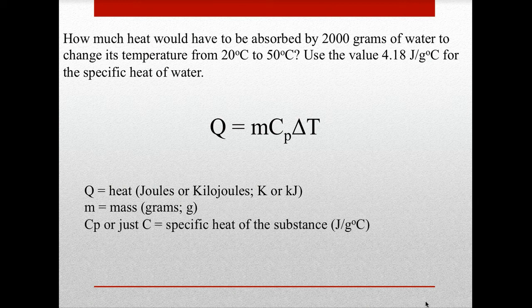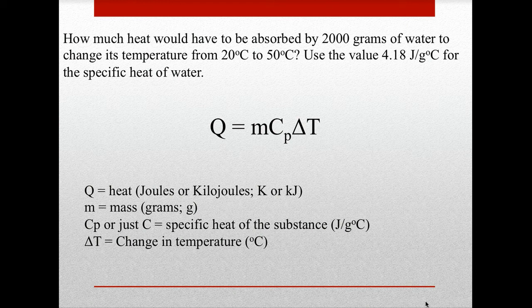Cp, or just C, is the specific heat of the substance, and the unit for that is joules per gram degree Celsius. And last, the delta T, the triangle means delta, it means a change in temperature, and we measure temperature in Celsius. So when we have a problem like this, we have to look at the information that's given and make sure that it's in these units. If it's not in these units, then we have to convert it to those units.